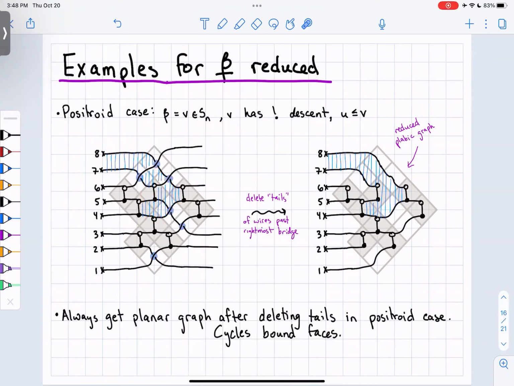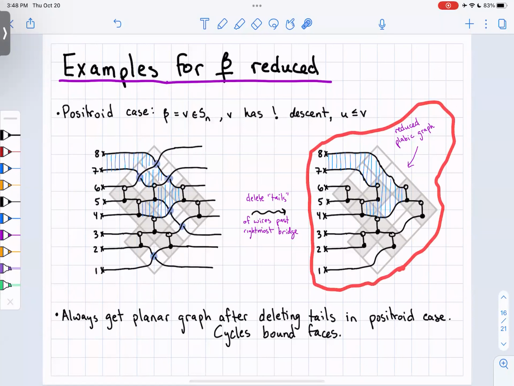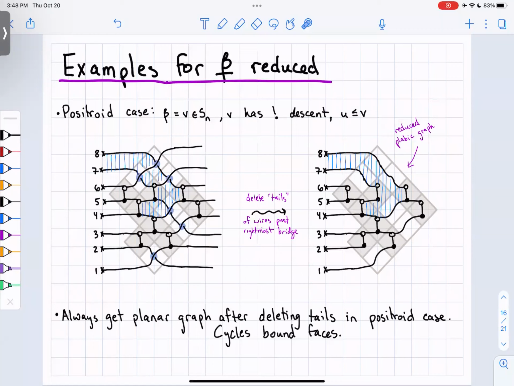But it turns out if you take this picture and you just delete the tails of every wire. By tail, I mean, I start at the right endpoint of the wire and then I trace it until it hits its first bridge. If I delete all of those, I actually get a planar graph, and my disks just cover a single face of the planar graph. And the planar graphs you get are actually special. They're called reduced, and they're studied by Postnikov and many other people. So these have already shown up in the literature. They're very nice to work with.